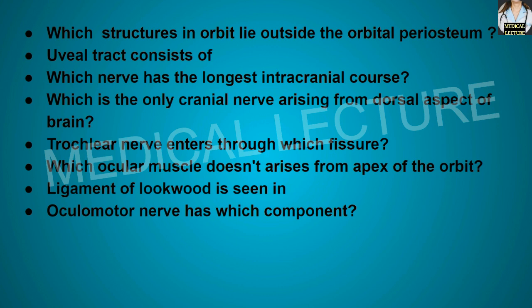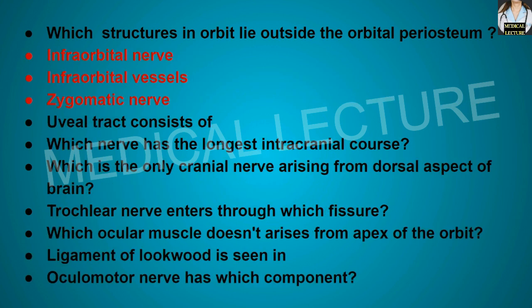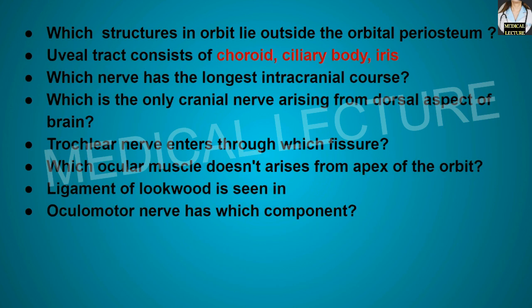Now which structures in the orbit lie outside the orbital periosteum? So infraorbital nerve, infraorbital vessels and the zygomatic nerve. Uveal tract consists of which structures? So it consists of choroid, ciliary body and the iris.